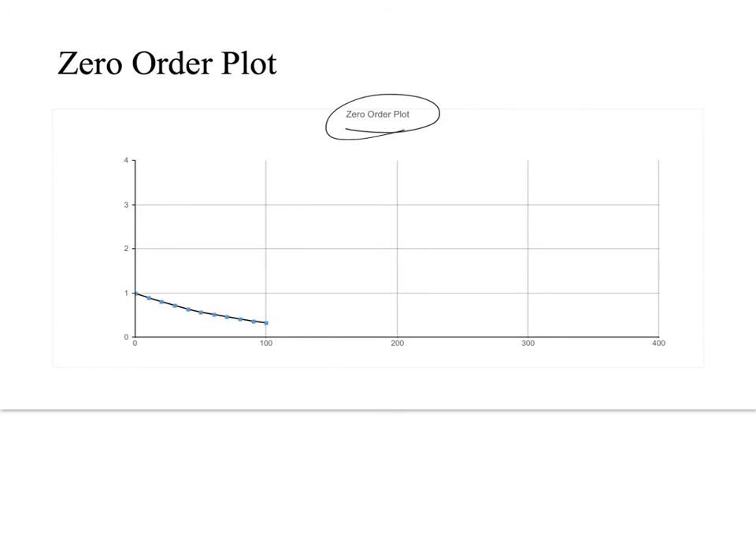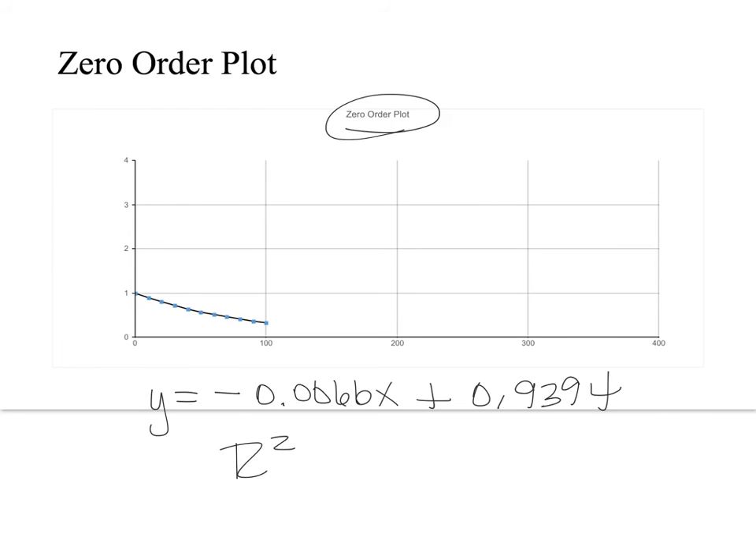This is the 0 order plot. And the line formula for this one is y is equal to negative 0.0066x plus 0.9394. I know that r squared is 0.9762. Now remember that this is A, the concentration of A, versus time, and this is without doing any calculations with A. It's the raw data.